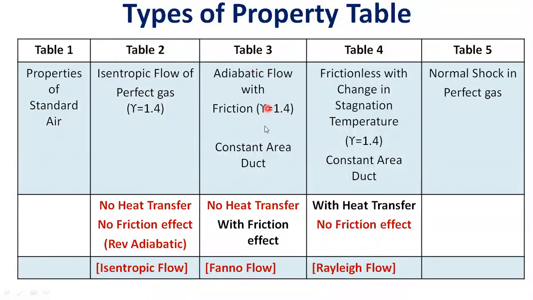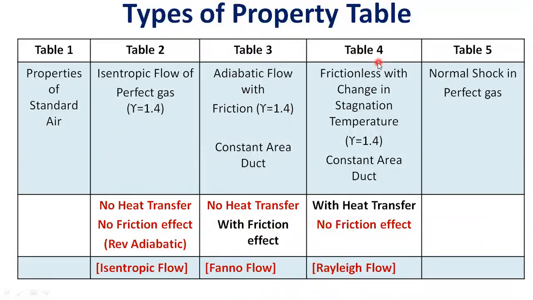Now table 3 is for adiabatic flow considering friction. So here also the fluid is air, gamma equal to 1.4, and here we are considering the constant area duct. So in this adiabatic flow with friction, we are considering the frictional effect. We are not considering the heat transfer in this process. So this kind of flow is called a Fano flow. So the third table is for Fano flow.